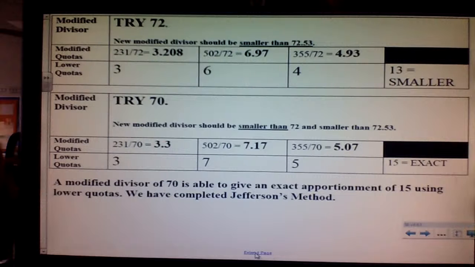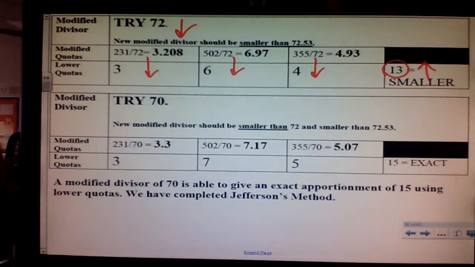Okay, so when they tried 72, they had to go back and divide each one of these by 72. Notice that changed all of your standard quotas. Lower quotas again: 3, 6, 4. Uh-oh. It didn't change anything. So this needs to go up, which means this needs to go down.